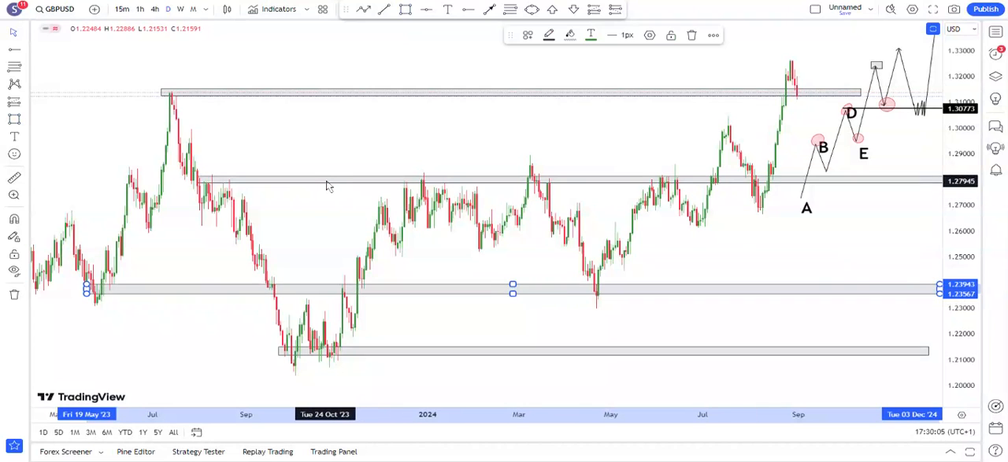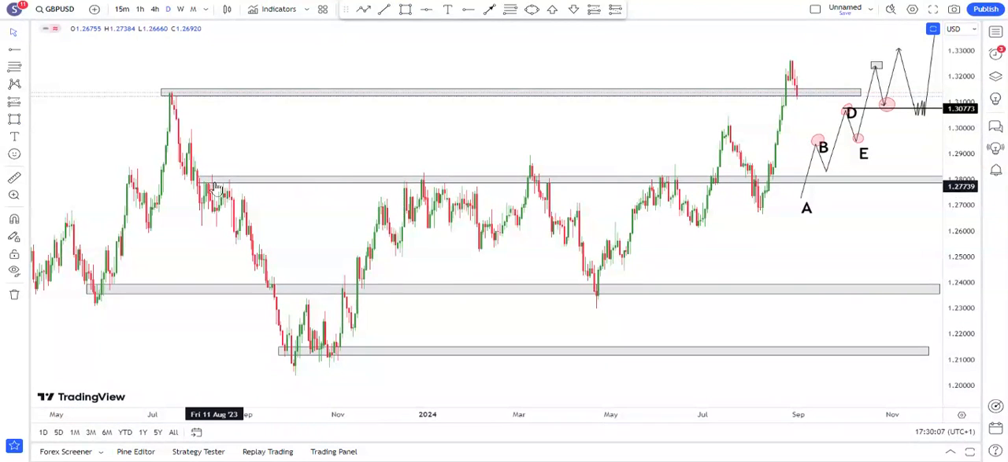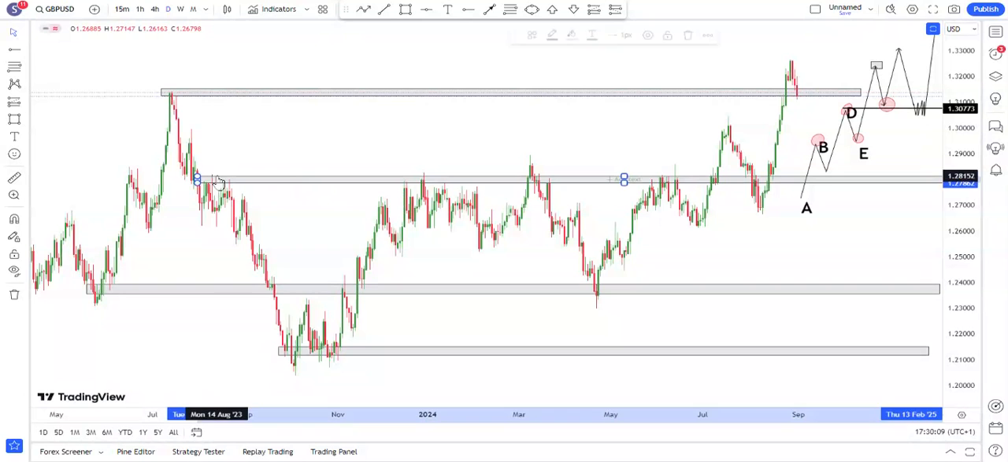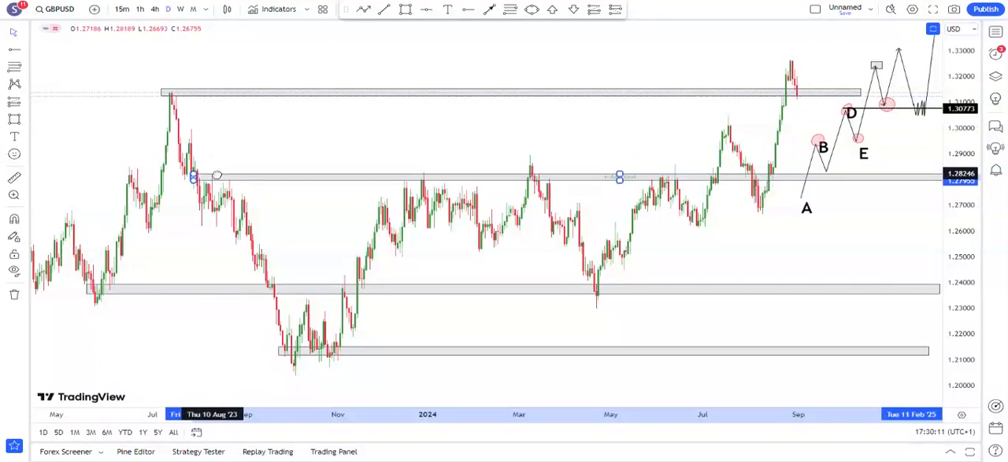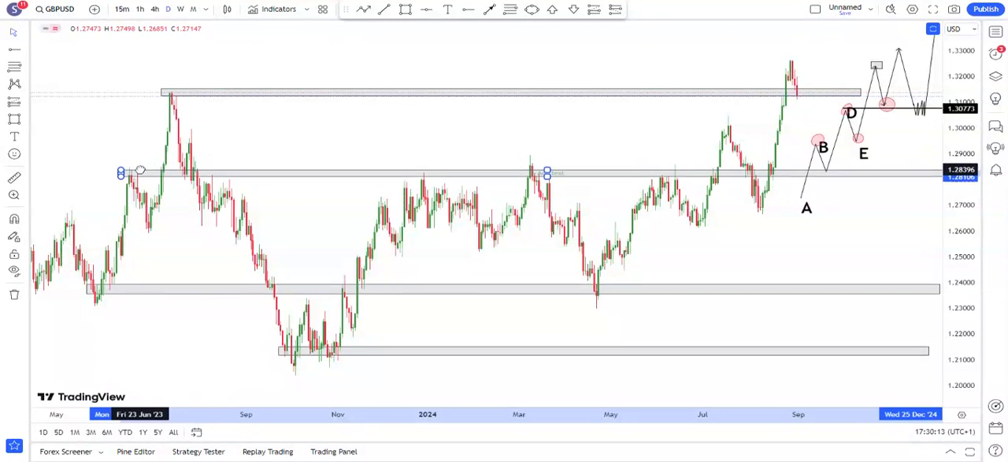Then I place another one here. This particular one I place here. This particular one, I place it at this region. Okay, let me place it here. Then I also extend it to the future.